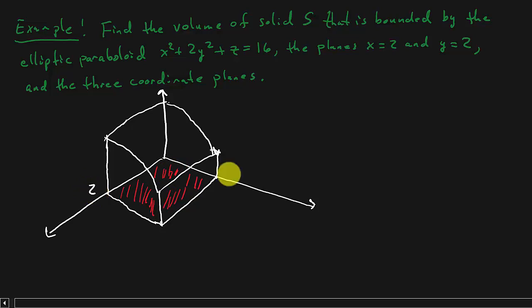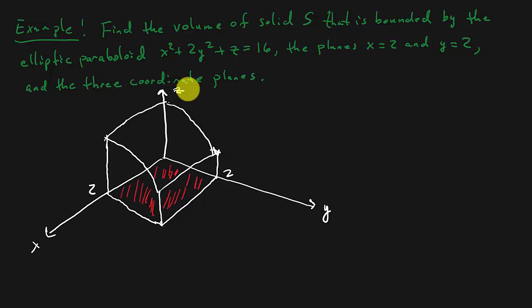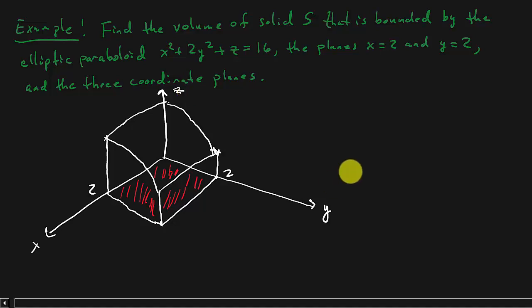And so we can see we're going out to 2 here on the x-axis, going out 2 on the y-axis, and then there's your z-axis. Okay. So here we can see we've got z is equal to x squared plus 2y squared minus 16.